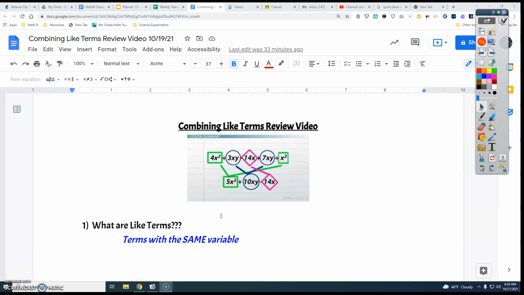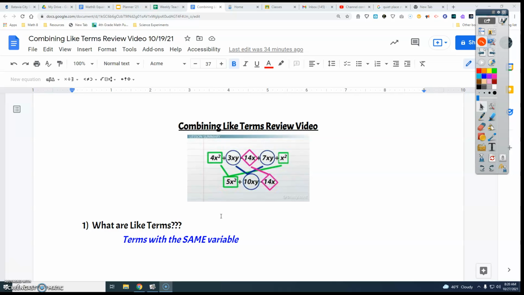So, like terms is one of those things that kind of helps you solve equations. It helps you break down or bring together a big mess of terms. So let's first start off with what are like terms. Well, like terms are those terms with the same variable.